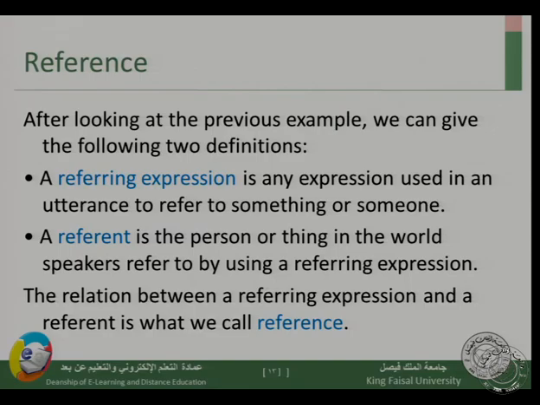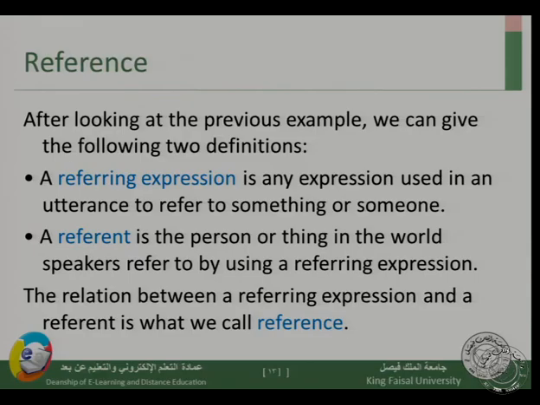A referent, on the other hand, is the person or thing in the world, like the pen I showed you. When I said this pen is blue, the pen now became a referent. If you are holding the book still, the book here is still a referent. So when you said this book, the real object that you are holding is called a referent. So a referent is the person or thing in the world that speakers refer to by using a referring expression. The relationship between the two, between the referring expression and the referent, is what we call reference.